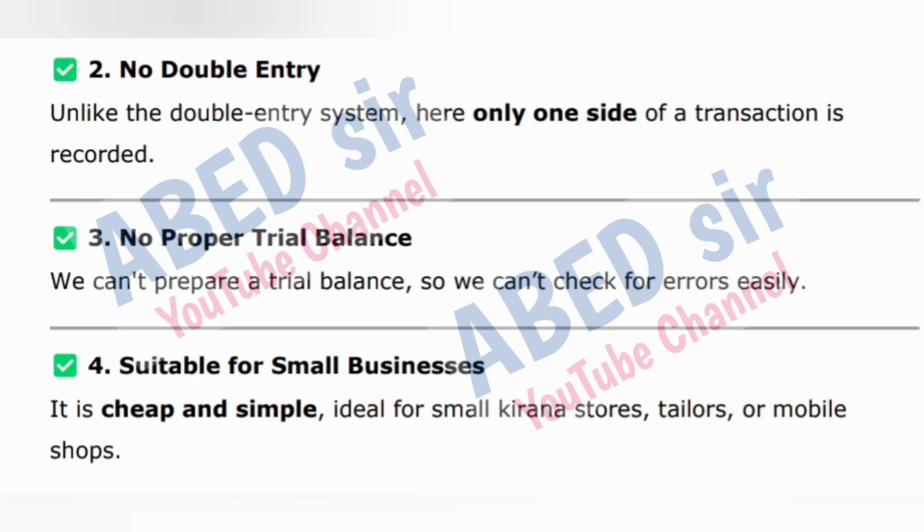2. No double entry. Unlike the double entry system, here only one side of a transaction is recorded. 3. No proper trial balance. We can't prepare a trial balance, so we can't check for errors easily. 4. Suitable for small businesses. It is cheap and simple, ideal for small kirana stores, tailors, or mobile shops.